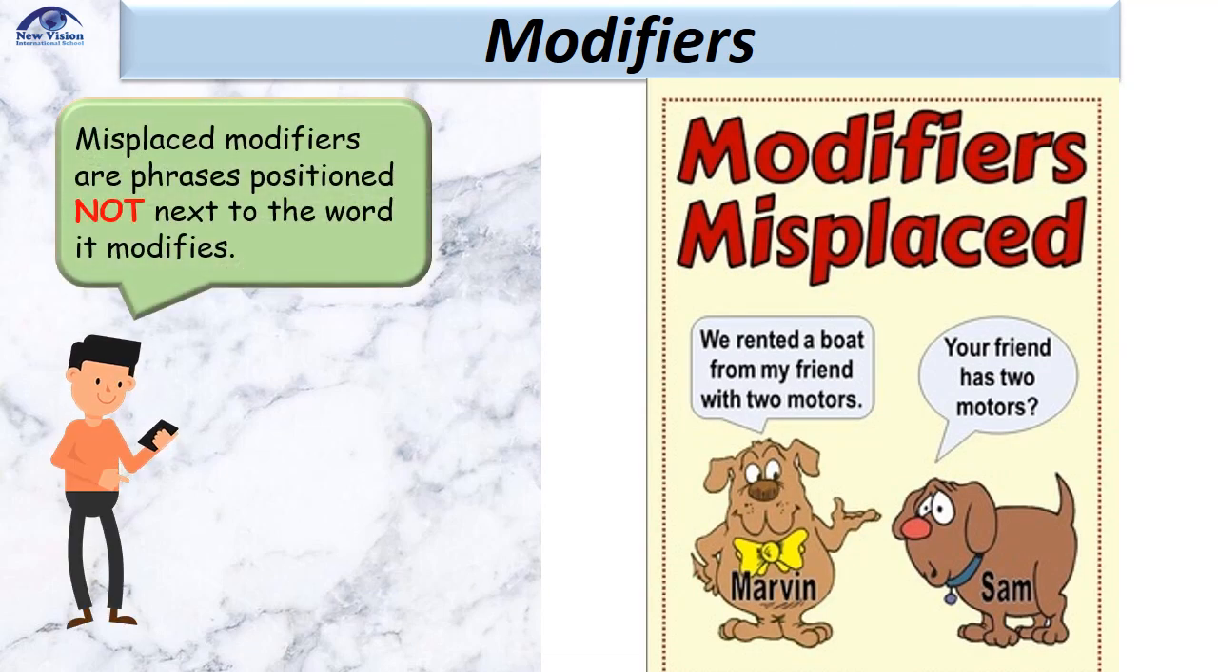Misplaced modifiers are phrases positioned not next to the word it modifies. So if we look at an example, we rented a boat from my friend with 2 motors. So your friend has 2 motors? You see that with 2 motors right there is near to the friend. That's why Sam thought that your friend has 2 motors. But it should be changed and positioned properly to make the modifier correct. It could be, we rented a boat with 2 motors from a friend.